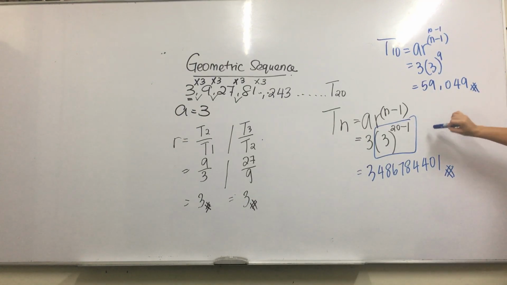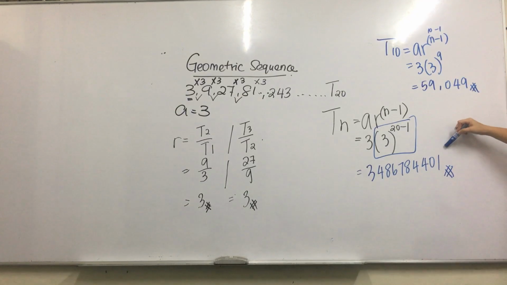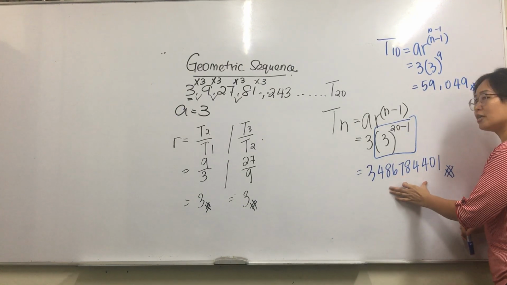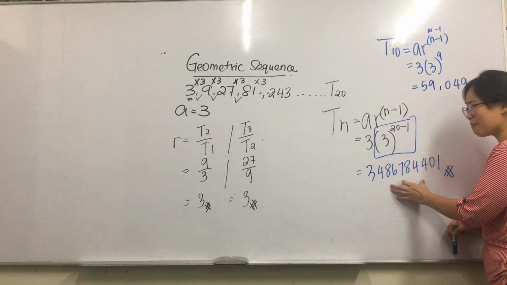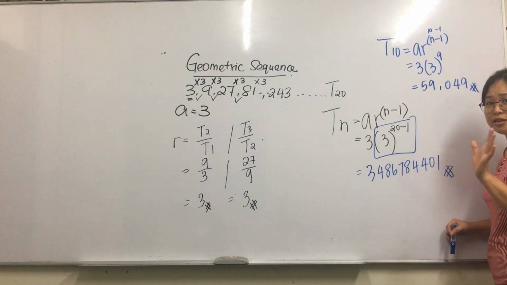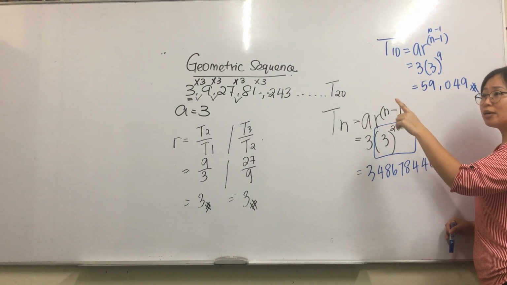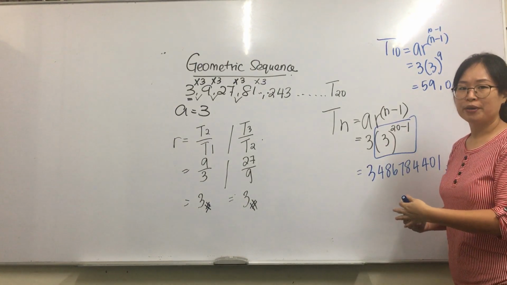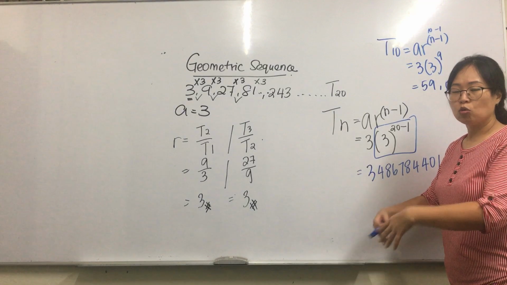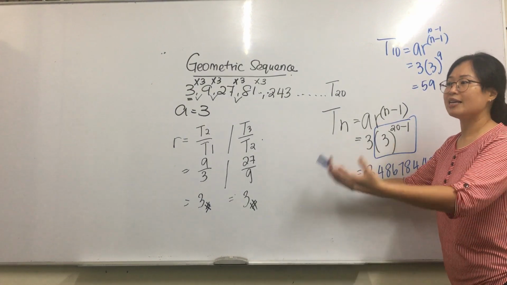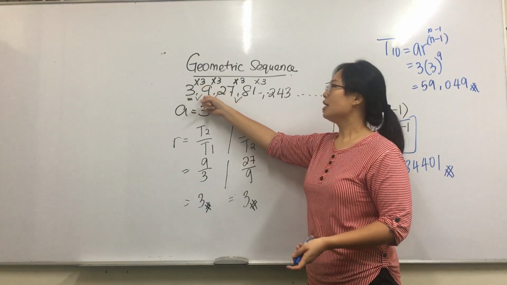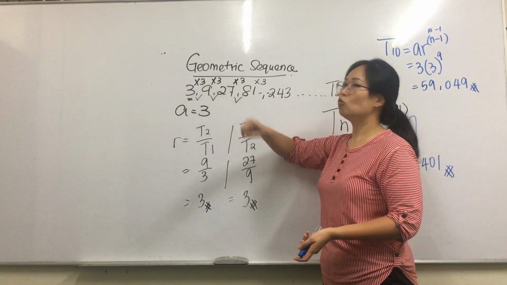So, the 10th term, the 20th term. A lot of students will be confused because they see that this number is very huge. It must be sum. Not necessarily, because this is geometric. Geometric is the power, not to say power, it's the power of times. Darab. 2 kali ganda, 2 kali ganda, 3 kali ganda, 3 kali ganda. Okay. 3 kali ganda jadi 9. 9, 3 kali ganda jadi 27.